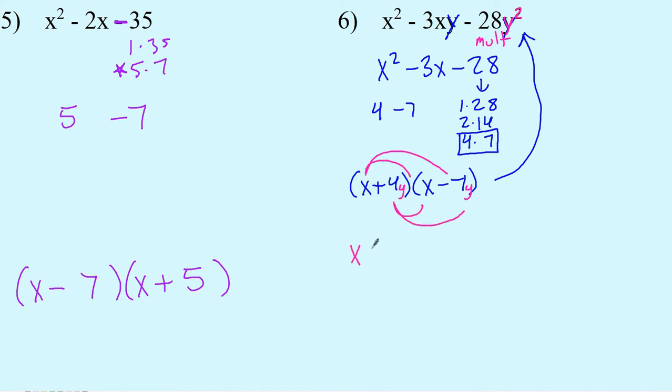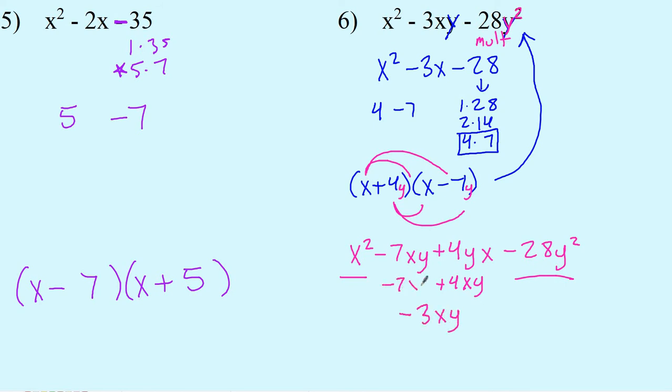Okay, we FOIL, we get x squared minus 7xy. Always put your number first. Then the middle term, you're going to get plus 4yx, and then minus 28y squared. So we got what we wanted. We still have our x squared, and we still have the negative 28y squared. But the middle term, well, hopefully you know that commutative property of multiplication, that this is the same thing as saying plus 4xy. So here we actually get minus 3xy when we combine those middle terms.